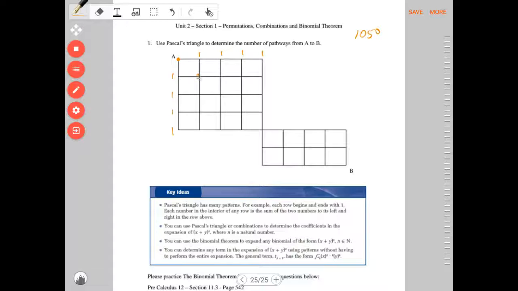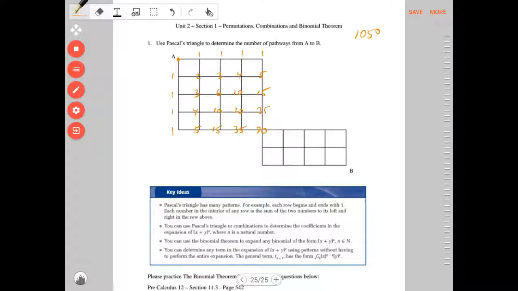Okay, so 1 plus 1 is 2. 2 plus 1 is 3. 3 plus 1 is 4. 4 plus 1 is 5. 2 plus 1, 3. 3 plus 3 is 6. 10, 15. 4, 10, 20, 35. That's 5, 15, 35. And then this corner is 70. So there's 70 ways to get to that corner.